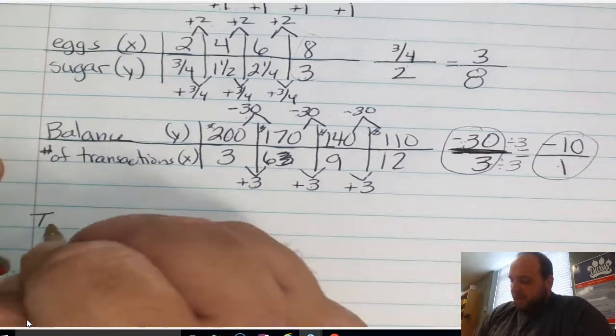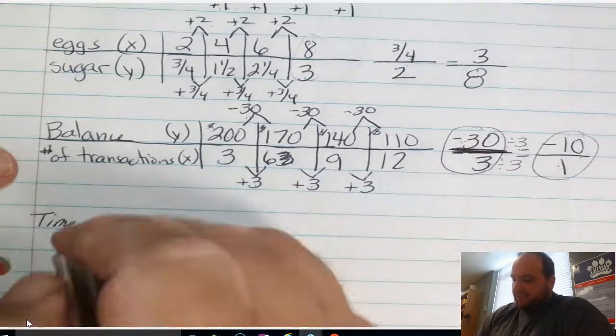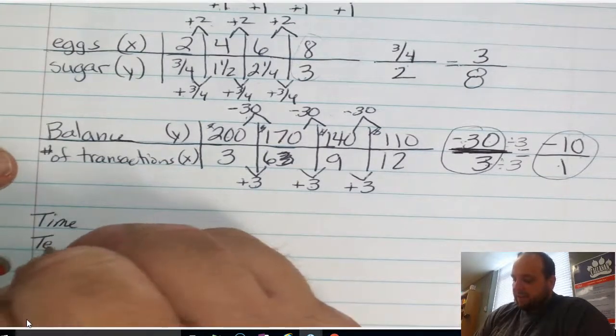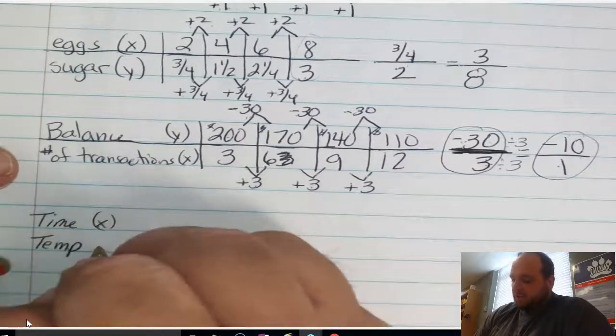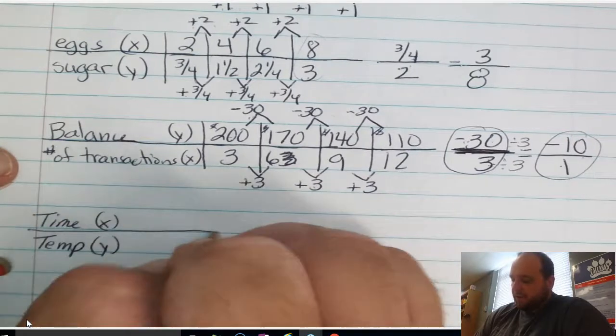Let's look at, you ever baked before and then taken something out of the oven? So I'm going to look at time and temperature. Time is going to be my x value. Temperature is going to be my y value.